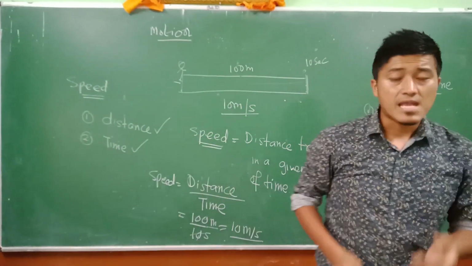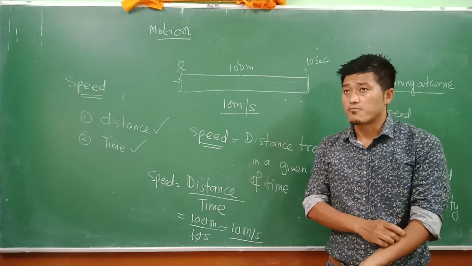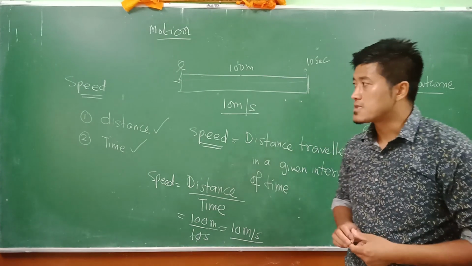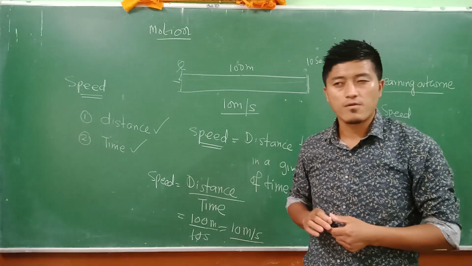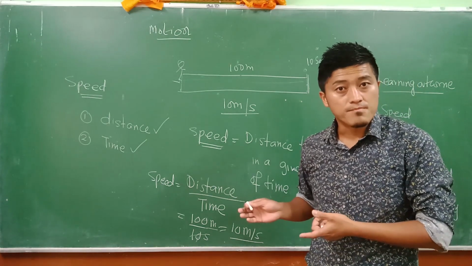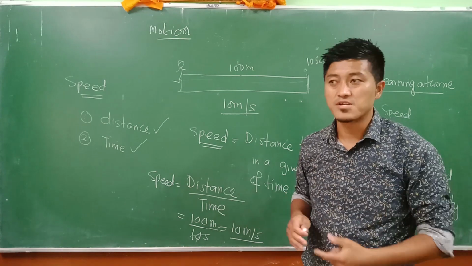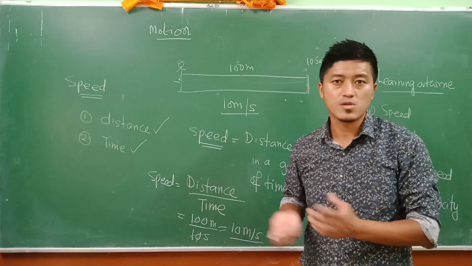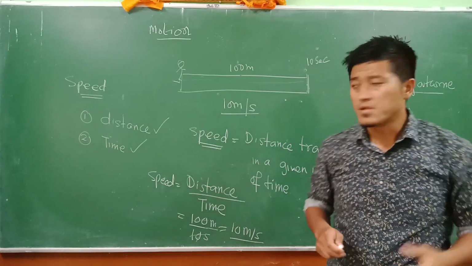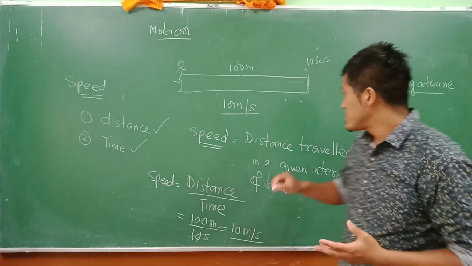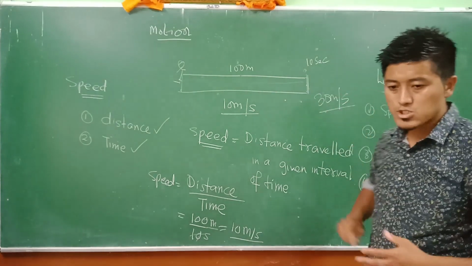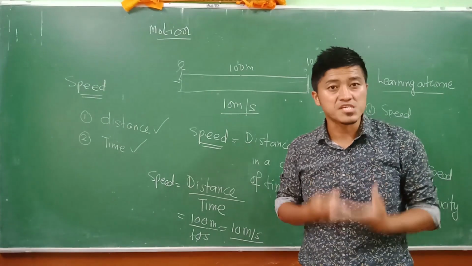The fastest animal in the world, we used to consider, is the cheetah, right? Let's imagine the cheetah is running at a speed of 30 meters per second. In 1 second, it is covering 30 meters. I don't know the exact speed of the cheetah, but we know that the cheetah is the fastest animal. So we came to know the speed of the cheetah.